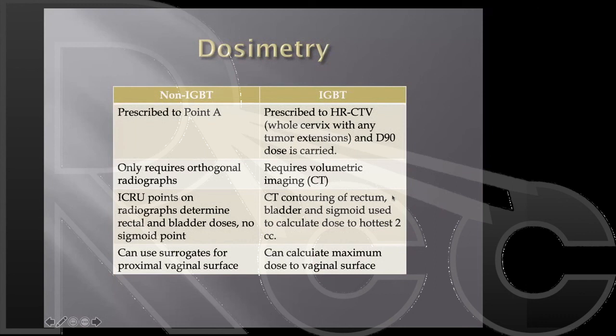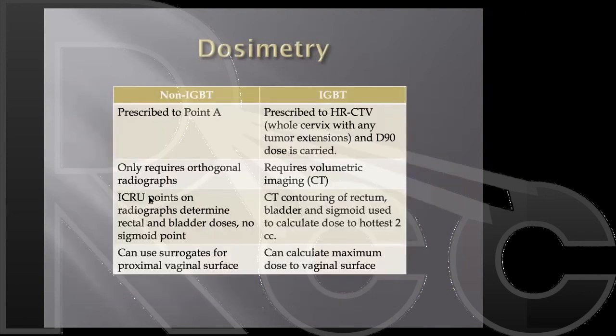With image-guided brachytherapy, we actually contour the rectum, bladder, and sigmoid, and we use those contours to determine the hottest 2 cc, that is, the 2 cc of that structure getting the highest dose. With non-image-guided brachytherapy, we can use surrogates for the proximal vaginal surface and the posterior extent of the ovoids or any packing that you have in place. With image-guided brachytherapy, we can calculate directly the maximum vaginal surface dose. But even in that case, oftentimes we'll use the ICRU rectal dose because it's also a nice surrogate for vaginal toxicity.